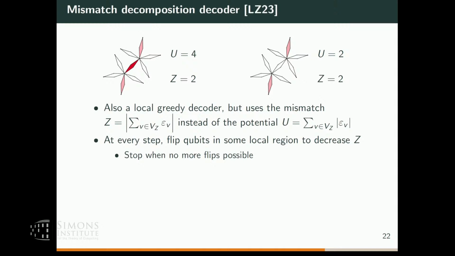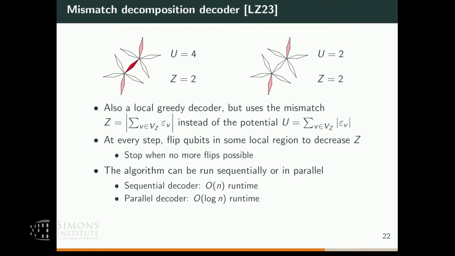So it's possible to get stuck at some point in the algorithm because you might get messed up by some of these syndrome errors. For this mismatch decomposition procedure, the algorithm could be run sequentially, in which case it would have a linear running time. Or there's also a parallel version of this decoder that has logarithmic running time. The way that the parallel decoder works is that because we do flips in local regions, we can just do a bunch of these flips in parallel. So this algorithm can be parallelized, and it will have a logarithmic running time.